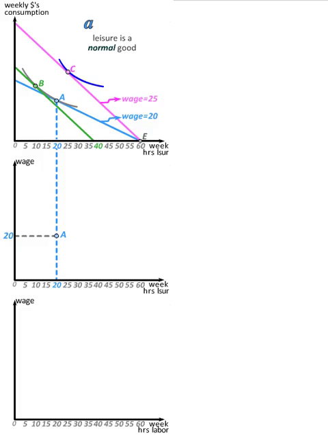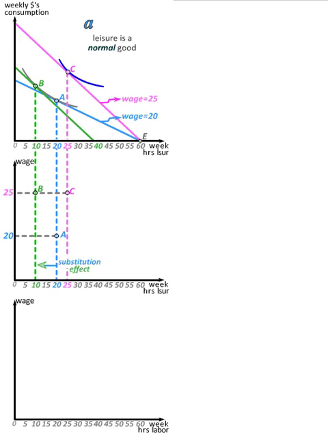Bundle A, for instance, occurs at the original low wage. Therefore, it'll drop down to the low wage in the middle graph, a wage of $20 per hour. Point C, on the other hand, occurs on the magenta budget constraint, which has a wage of $25 per hour. So when we drop point C down to the middle graph, it'll drop down to a wage of $25 per hour. Bundle B occurs on the compensated budget, which has the same slope as the magenta budget, and therefore also a wage of $25 per hour. So when point B drops down, it also drops to $25 per hour.